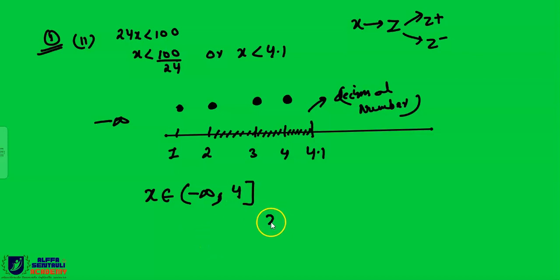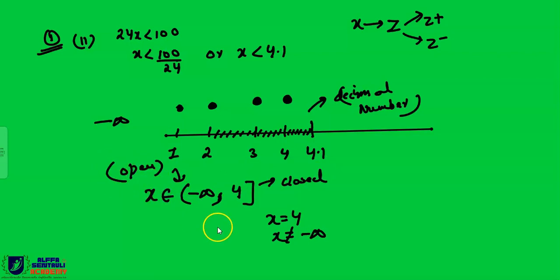So x can be equal to 4, but x cannot be equal to minus infinity. You cannot take a very, very small number that is approaching minus infinity. That is why we are using an open interval. And 4 is included in your solution. That is why we are using a closed interval. This is the closed interval, and this is your open interval. Understood? So this will be your solution in this case.